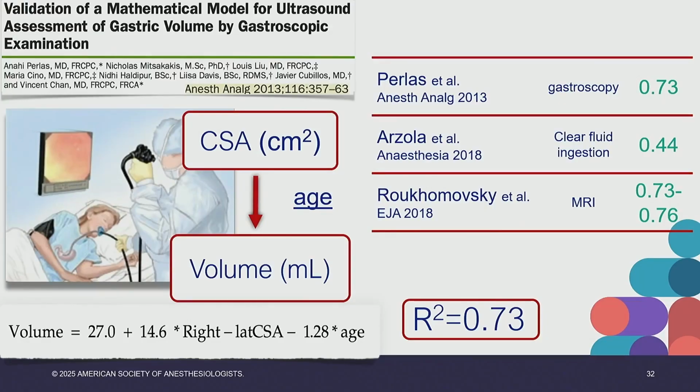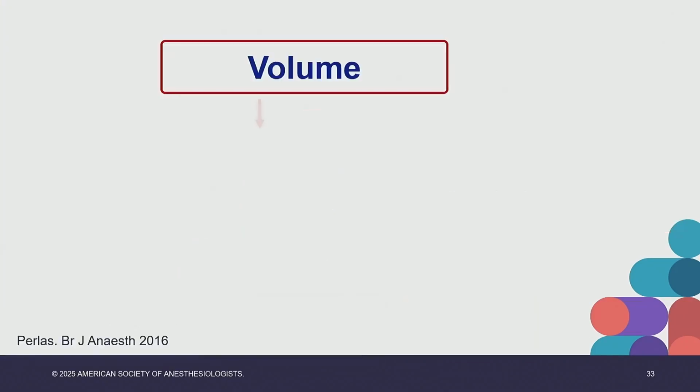Gastroscopy, well, it's the gold standard. We did a model. It performed much worse because our gold standard was clear fluid ingestion, so there's some missing information there. The last model is good, but it tends to overestimate volume. This is my opinion. So we stayed with PERLAS.